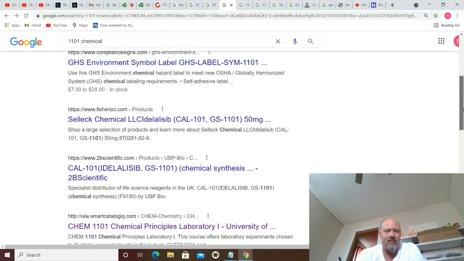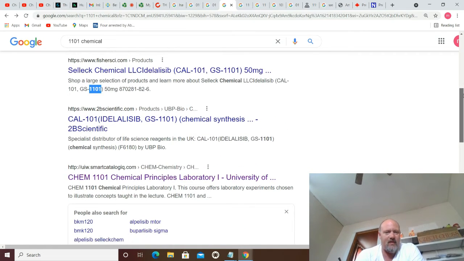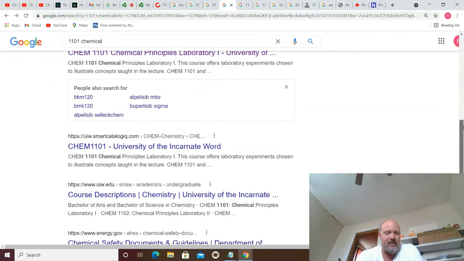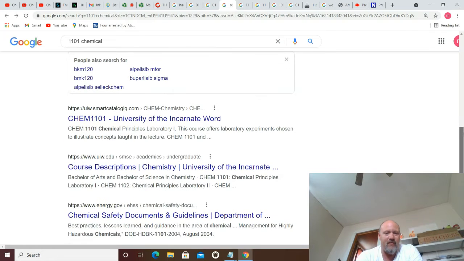Select Chemical, LLC, Delis Libs. Not even going to try to pronounce that, but there's your 1101 here. GS 1101 right here. CAL 1101 Chemical Synthesis. And there's your University of Incarnate Word again. There it is again.